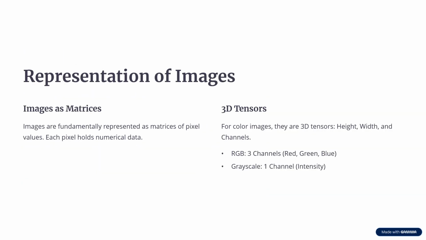The next slide is about the representation of images. An image as a matrix means every image can be broken into small blocks or pixels, and each has a number indicating the color intensity. When we are processing an image in a system, the image is broken into smaller pieces, in pixel form or blocks. For color images, they are 3D tensors: height, width, and channel.